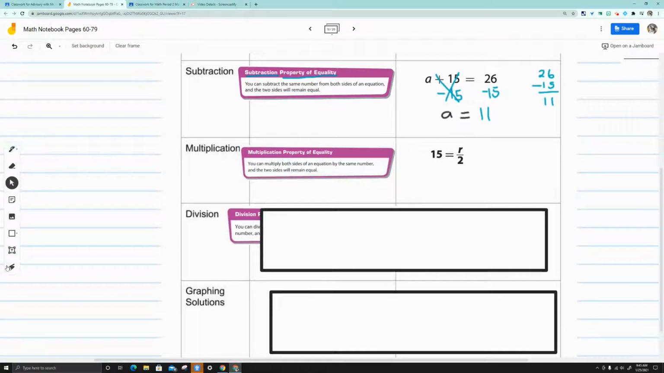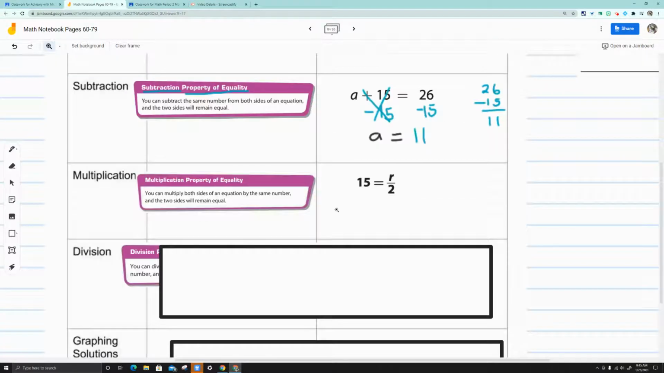Multiplication has its own property, of course: the multiplication property of equality. You can multiply both sides of an equation by the same number, and the two sides will remain equal. This comes in handy when you have a division operation inside of your equation, because of course the inverse operation of division is multiplication.